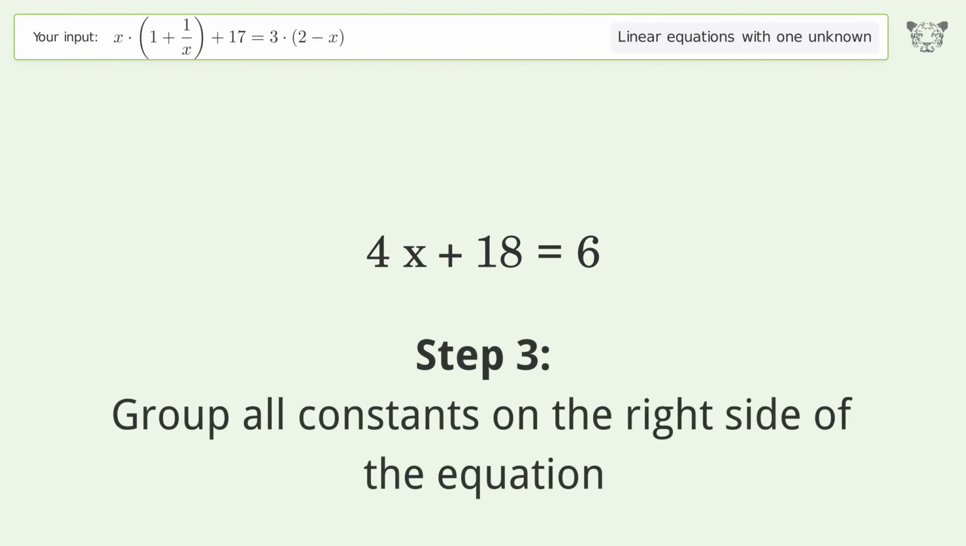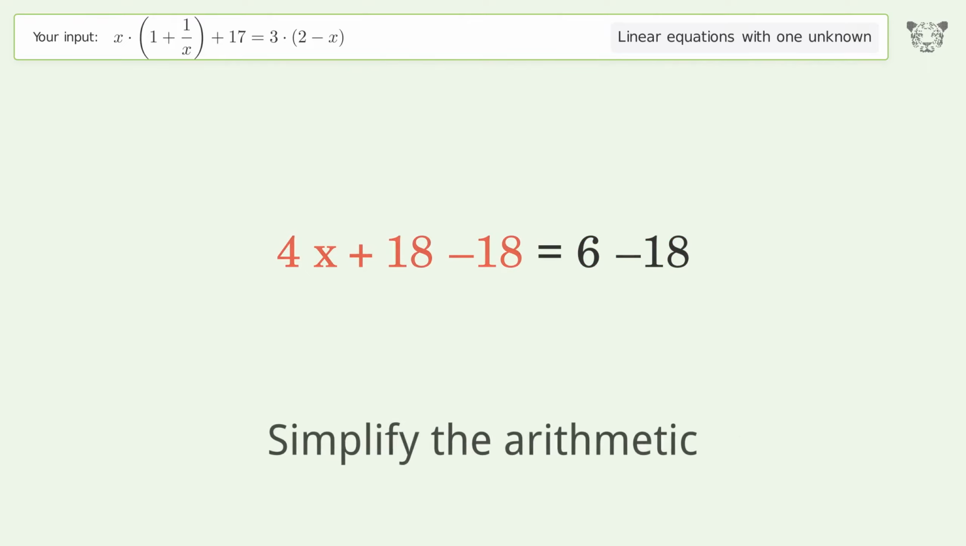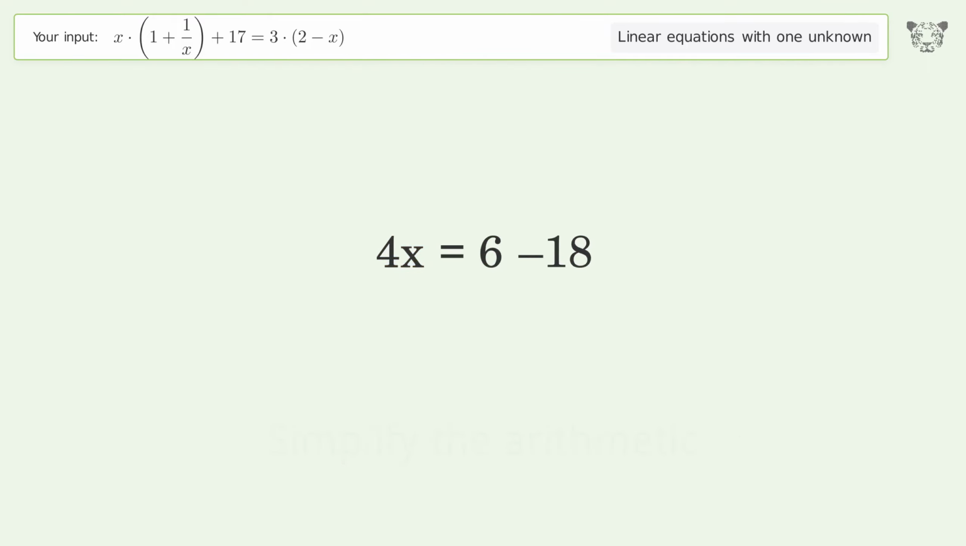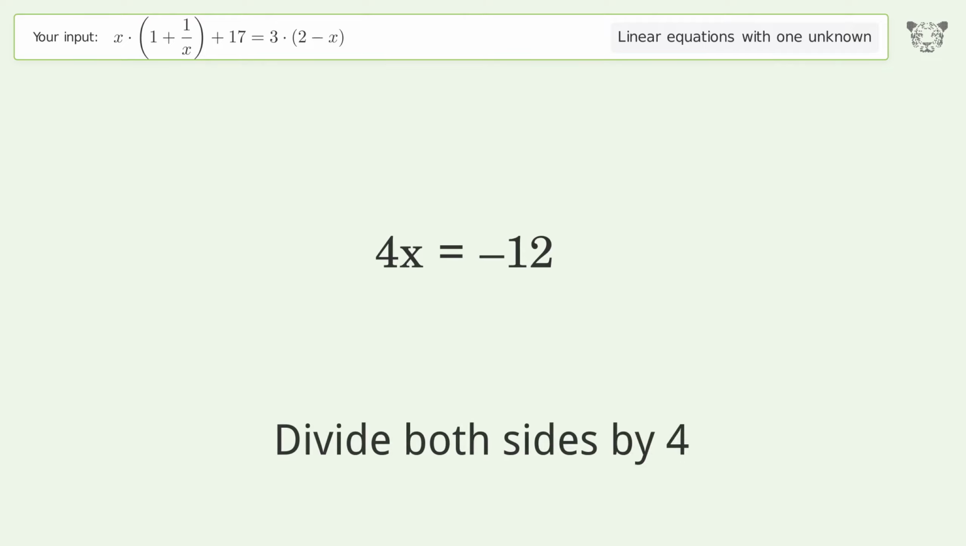Group all constants on the right side of the equation. Subtract 18 from both sides. Simplify the arithmetic. Isolate the x. Divide both sides by 4.